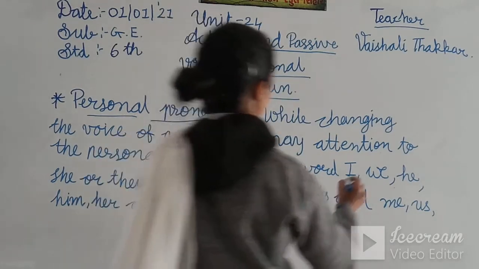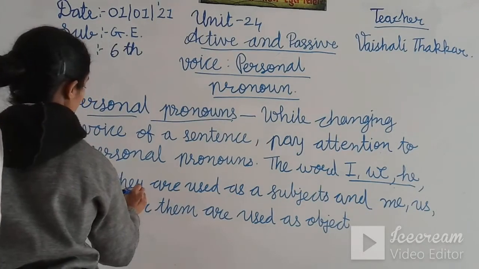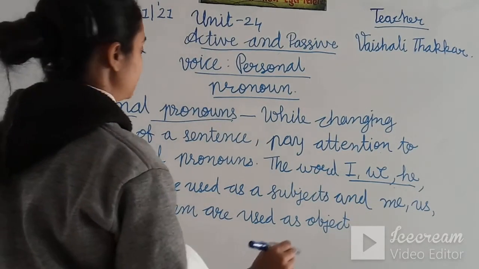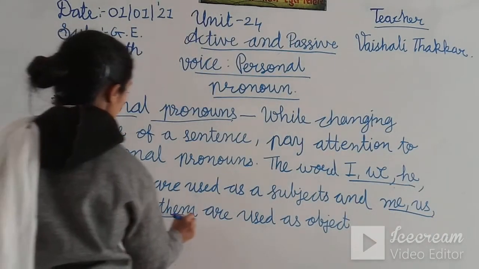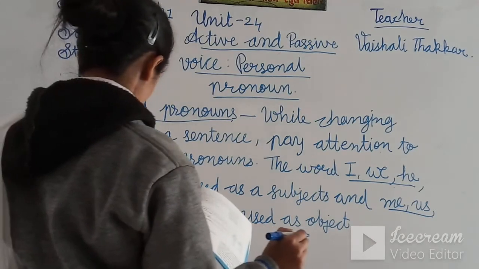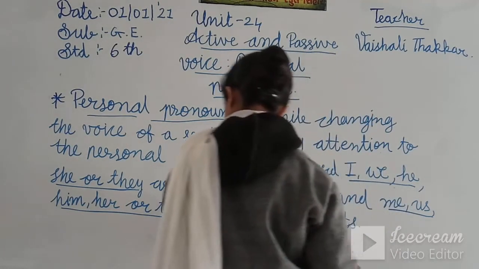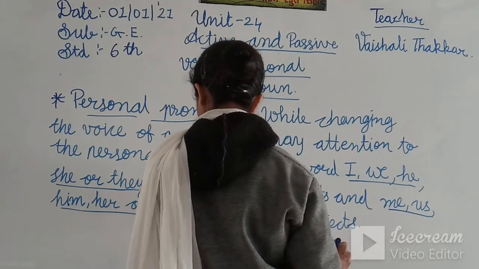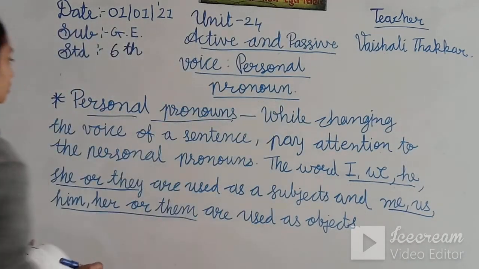You have to keep in mind I, we, he, she or they are used as subjects and me, us, him, her or them are used as objects. You and it retain their forms. Please note this down in your notebook. We will continue after this.